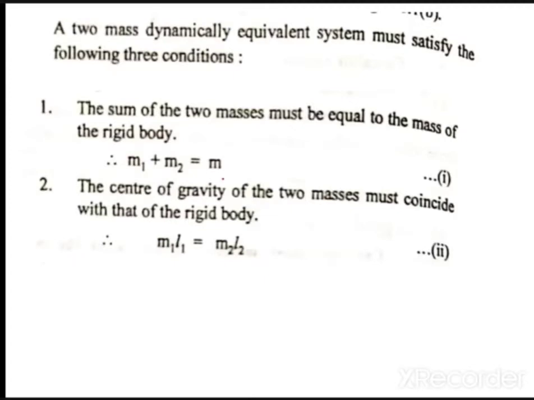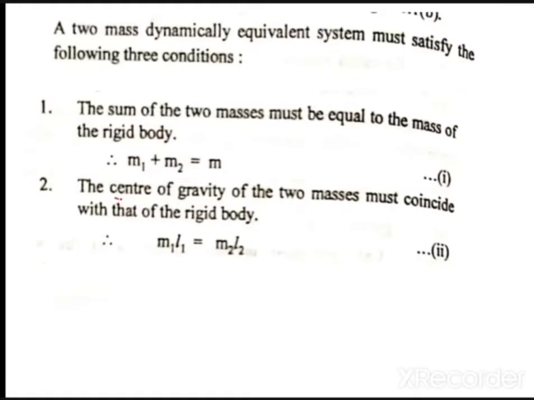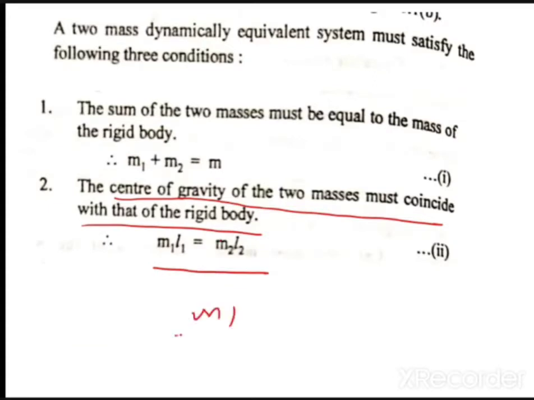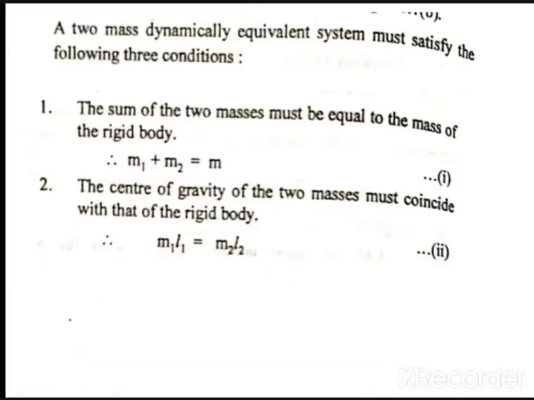Next, the center of gravity of the two masses must coincide with that of the rigid body. Let us say G is the center of gravity of mass m, G1 is the center of gravity of mass m1, and G2 is the center of gravity of mass m2. So this condition is that the center of gravity of the two masses must coincide with that of the rigid body. Meaning, m1 l1 should be equal to m2 l2. This is possible when the ratio of m1 upon m2 is equal to l2 upon l1, or vice versa, that is, m1 l1 is equal to m2 l2. Guys, is it clear?